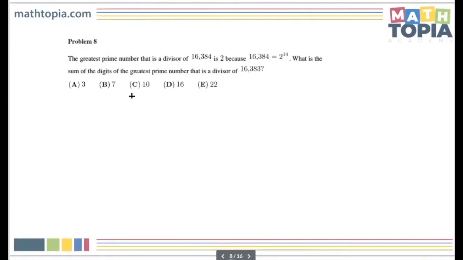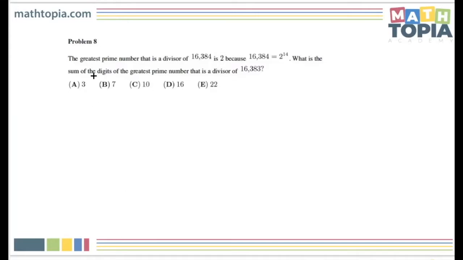Number 8. So the greatest prime number that is a divisor of 16,384 is 2, because 16,384 is 2 to the 14. What this is saying is we're looking for the greatest prime number that is a divisor of 16,384, but it only has 2's. All it has is the smallest prime factor, 2. So since there's no bigger prime factor in it, 2 is the greatest prime number that divides it.